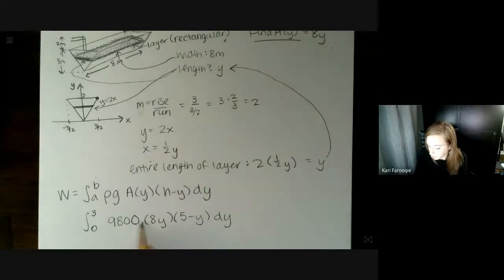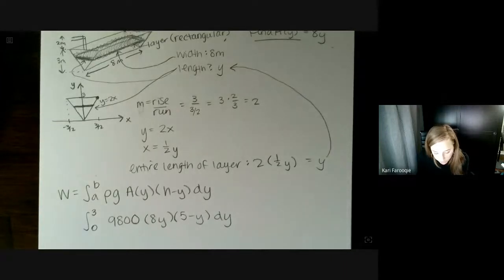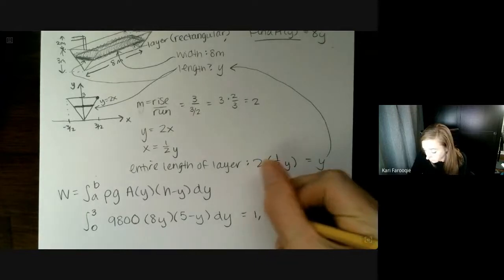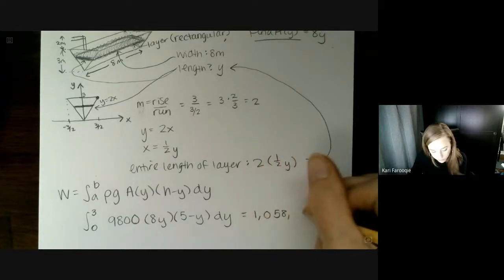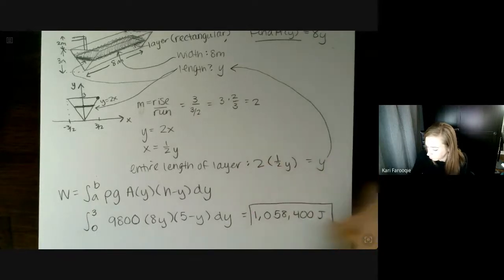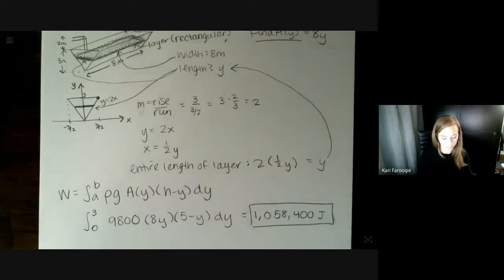All right, so there's your rho g, A of y, your area function for your rectangular layer. And then the distance that's being moved is 5 minus y, and you're going from 0 to 3. When you compute this integral, you will get approximately 1 million. Oh, I think this is an exact answer: 58,400 joules. Double check that on your own. You shouldn't need to double check it. It's done, but that's the answer that you should get.